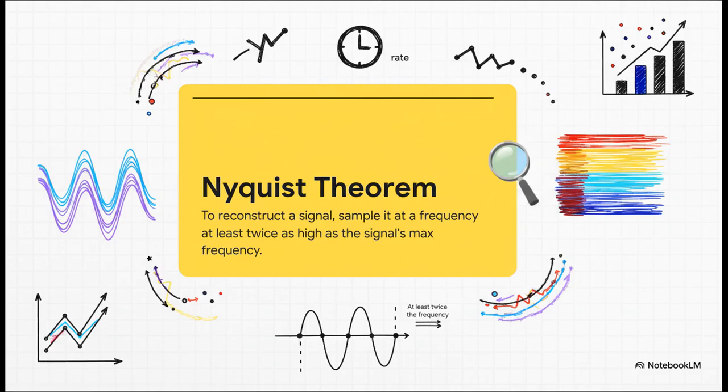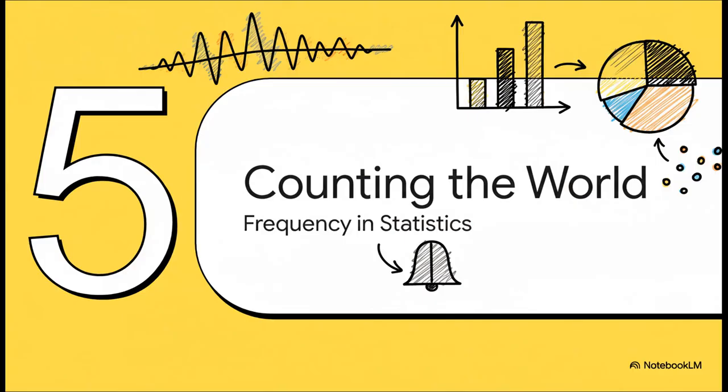This is exactly why a music CD samples audio at 44,100 times per second. Human hearing tops out around 20,000 hertz, so by sampling at more than double that, we make sure we capture everything.